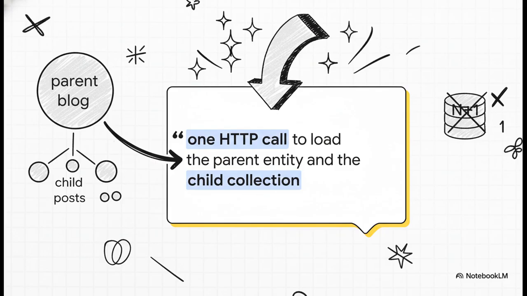And this right here, this is the real magic. All of that data, the blog and all of its posts, comes back in one single, clean, efficient network call. This completely solves that classic N+1 query problem that can absolutely kill performance. You know, the one where you make one call for the blog and then a whole bunch of separate calls for each post. Yeah, none of that here. It's a massive performance win.